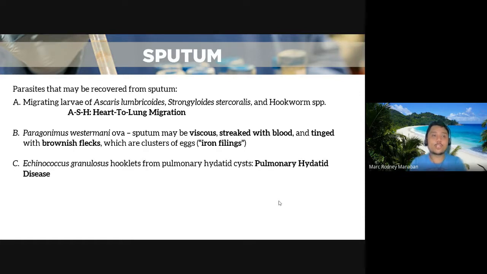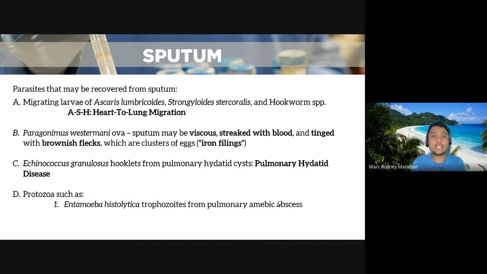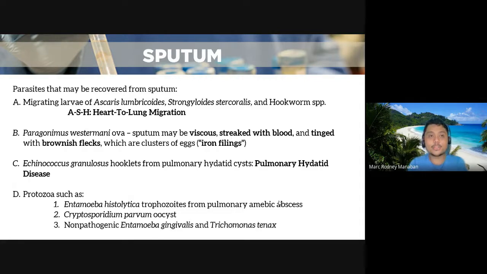Next, you also have Echinococcus granulosus, possible during pulmonary hydatid disease. We'll discuss more about that when we go to the tapeworm parasites. And of course, protozoa in the feces such as Entamoeba histolytica, especially in disseminated amoebiasis. Entamoeba histolytica is the wandering amoeba and can reach other organs. Then you also have Cryptosporidium parvum oocysts, and the non-pathogenic protozoa Trichomonas tenax and Entamoeba gingivalis, your resident commensals in the mouth, which can appear when you expectorate sputum.